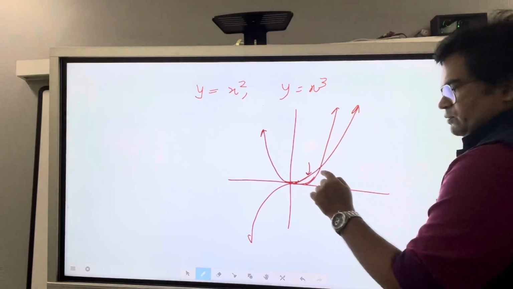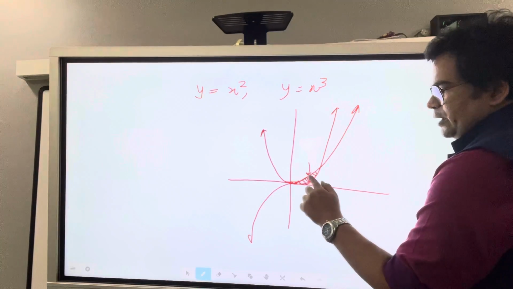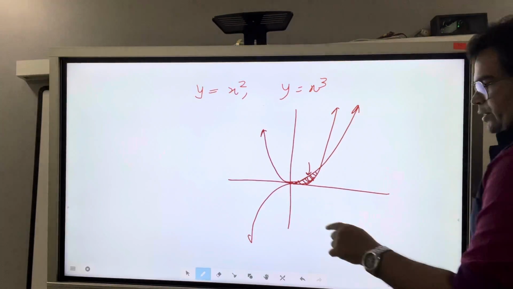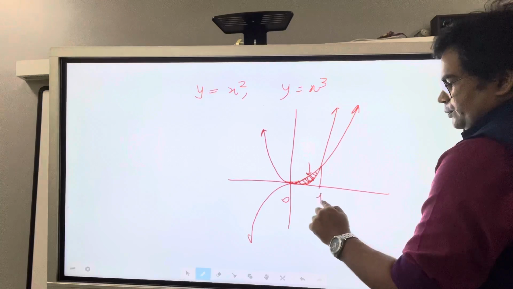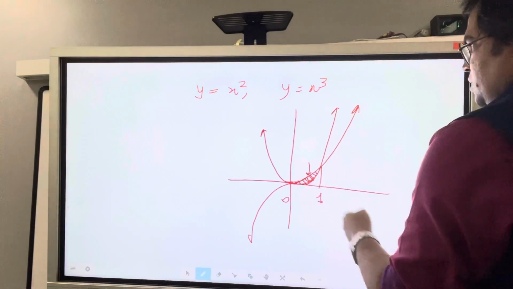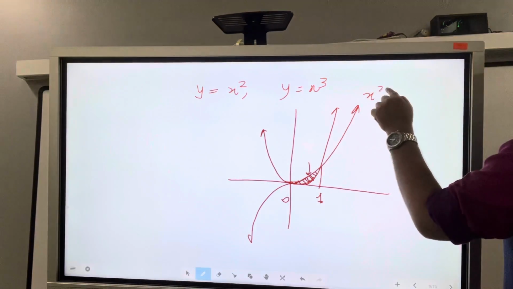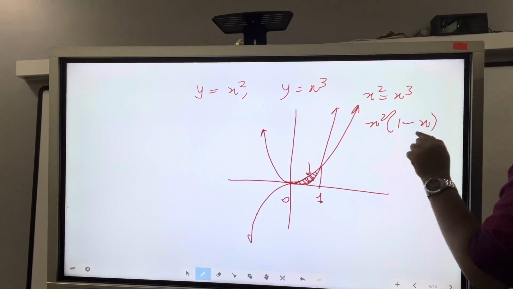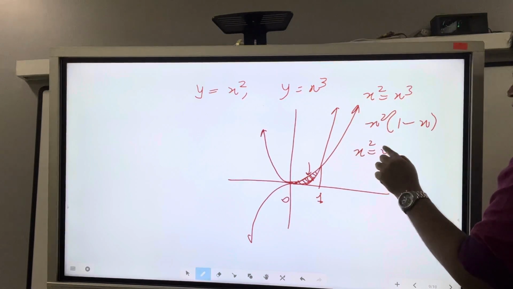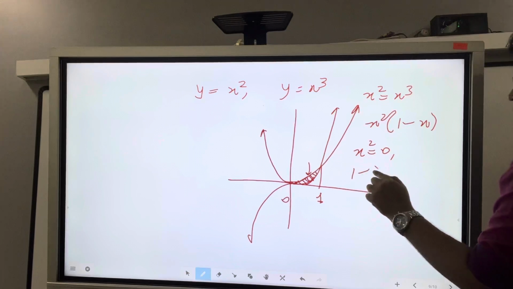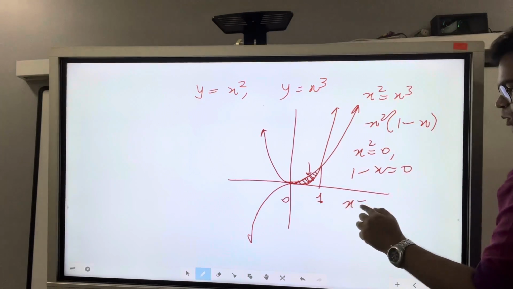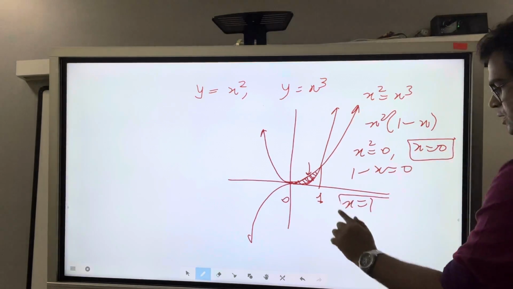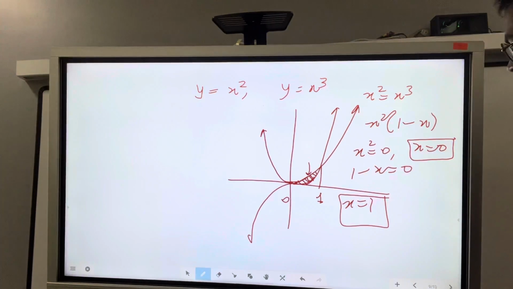Now they're asking us to find out what's this tiny little area. How can I find out this particular area? So when you're finding out this area, which is, let's say, 0 to 1, how do I get that this is 1? You solve it. If you equate x squared equals x cubed, so x squared in bracket 1 minus x, x squared will be 0, so 1 minus x is 0, so x is 1, and x is 0. So x is 1 and x is 0 basically here.